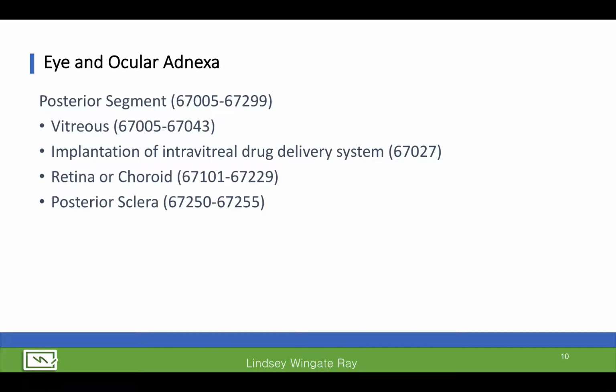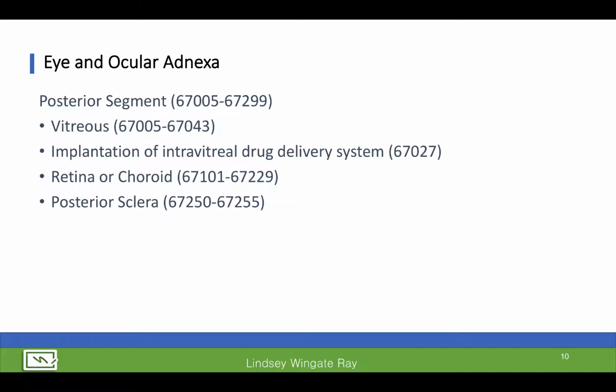Now let's talk about the posterior segment. These are codes 67005 through 67299, and it begins with the vitreous, 67005 through 67043. These codes report removal or aspiration of vitreous, which is the liquid in the posterior segment of the eye. Implantation of intravitreal drug delivery system 67027 reports procedures for drug delivery devices. There's a good picture in the CPT book. The pars plana approach mentioned above is demonstrated.